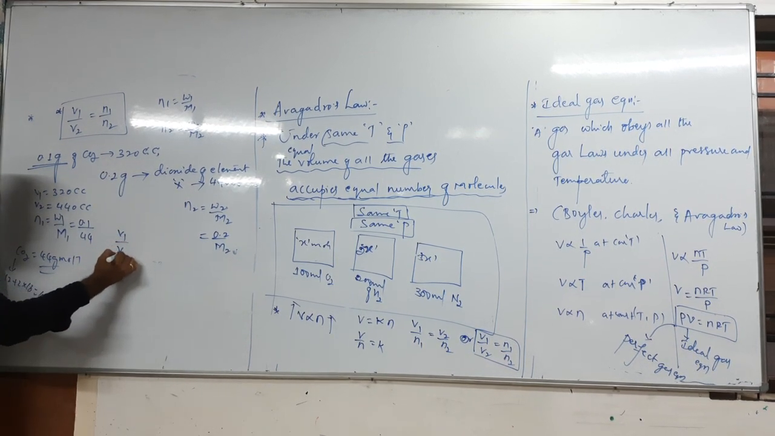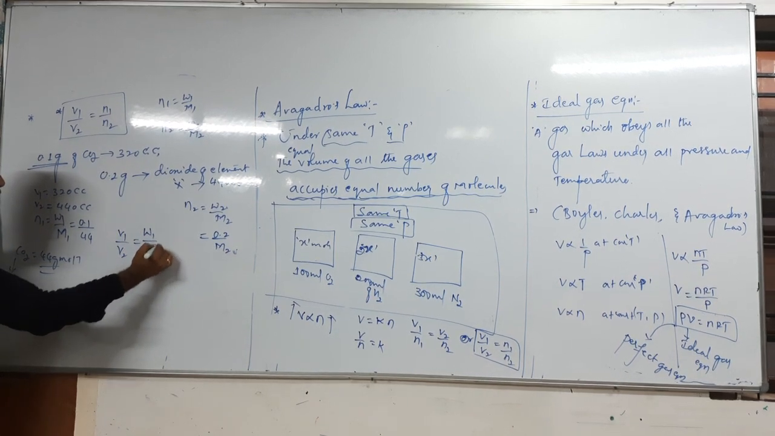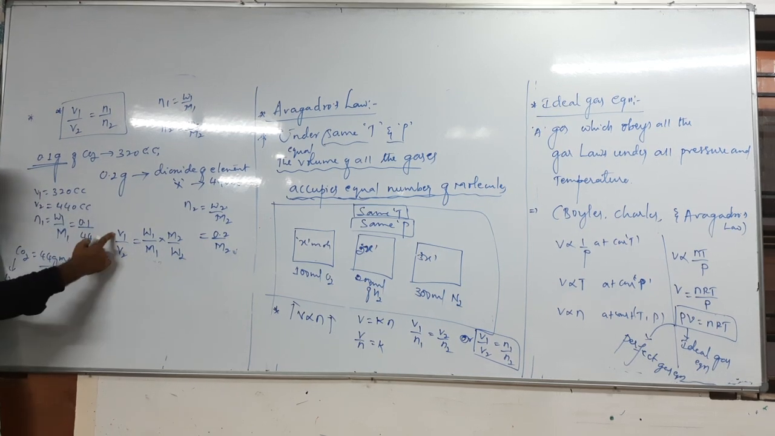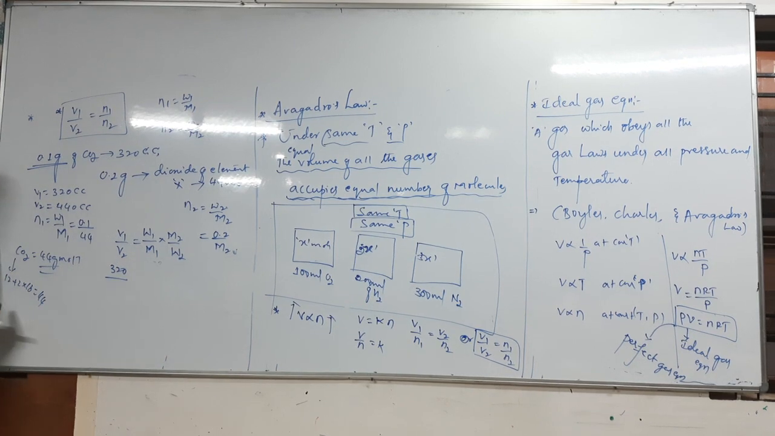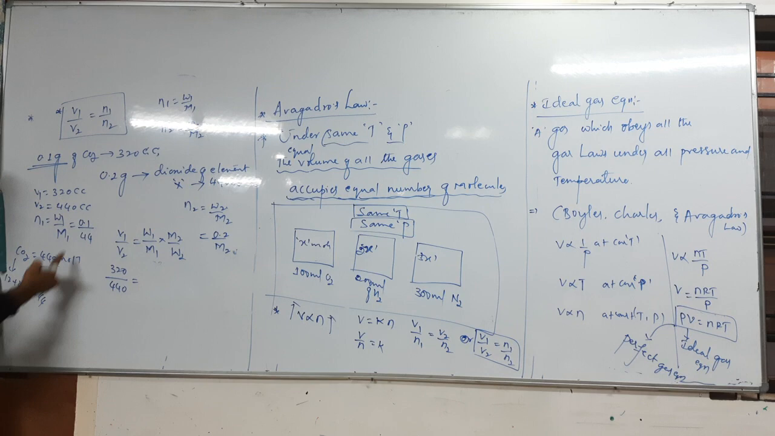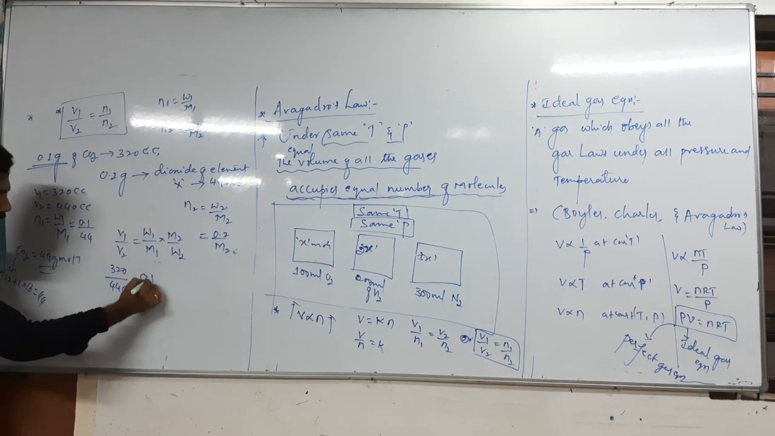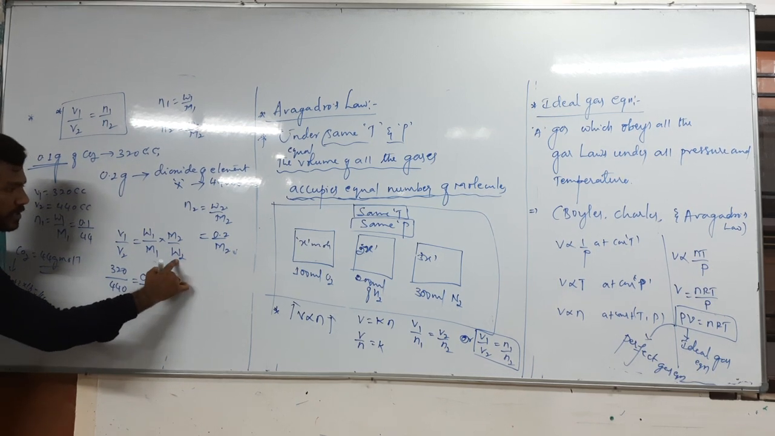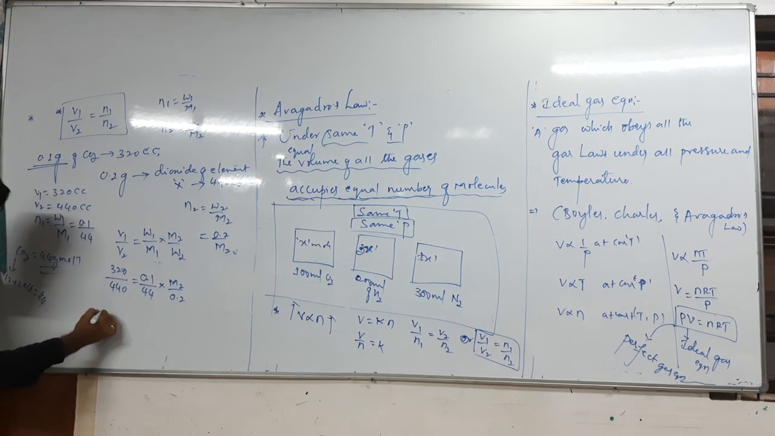So just a formula simplification. V1 by V2 equals N1, which is W1 divided by M1, over N2, which is W2 divided by M2. V1 is 320, V2 is 440. W1 is 0.1 divided by M1, which is 44. M2 we don't know, and W2 is 0.2. So just cross multiply this.